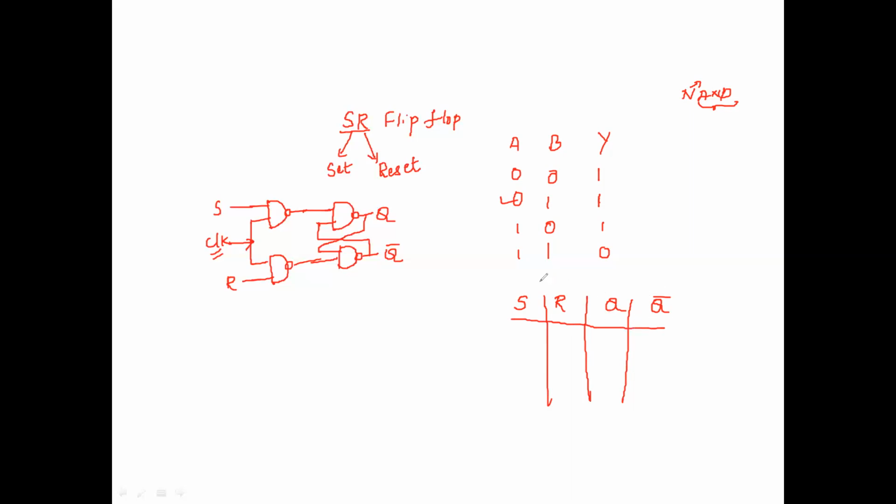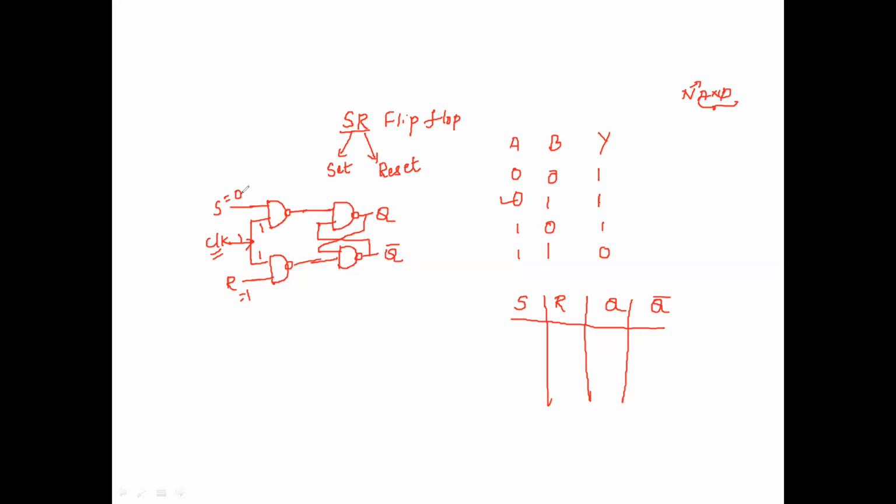I'll take that condition later. Let me take the first condition, S equal to 0 and R equal to 1. Let me assume the circuit is activated, that means I'm giving the clock pulse. So the inputs are 0 and 1, and the clock is equal to 1.